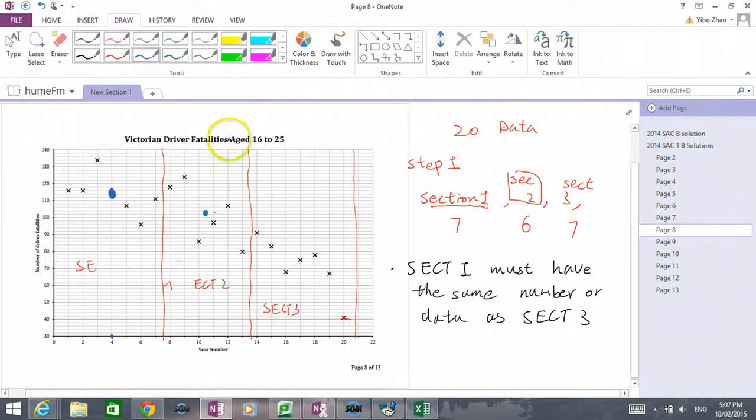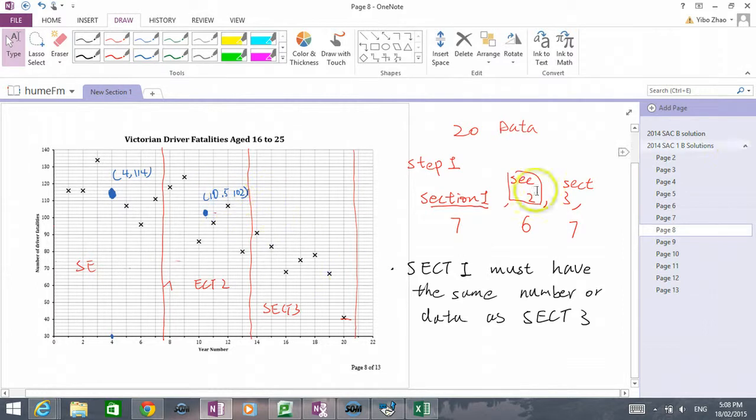If you can, write down the coordinates of those points. So the previous one was 4, 114. This one is 10.5, 102. The reason we write this down is in the exam, just in case you somehow plotted it wrong, the examiner knows it is just a careless mistake, so you lose less marks. So write down the coordinates.